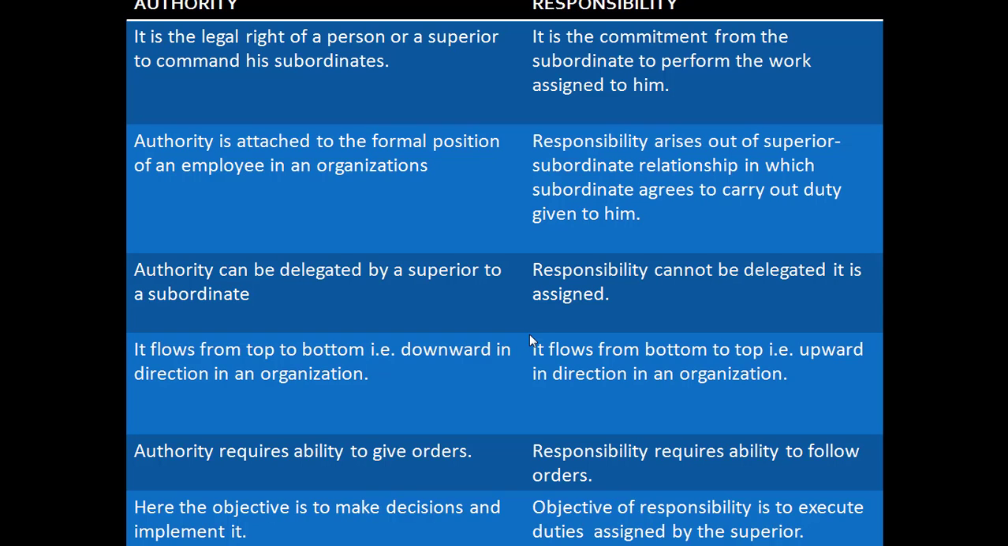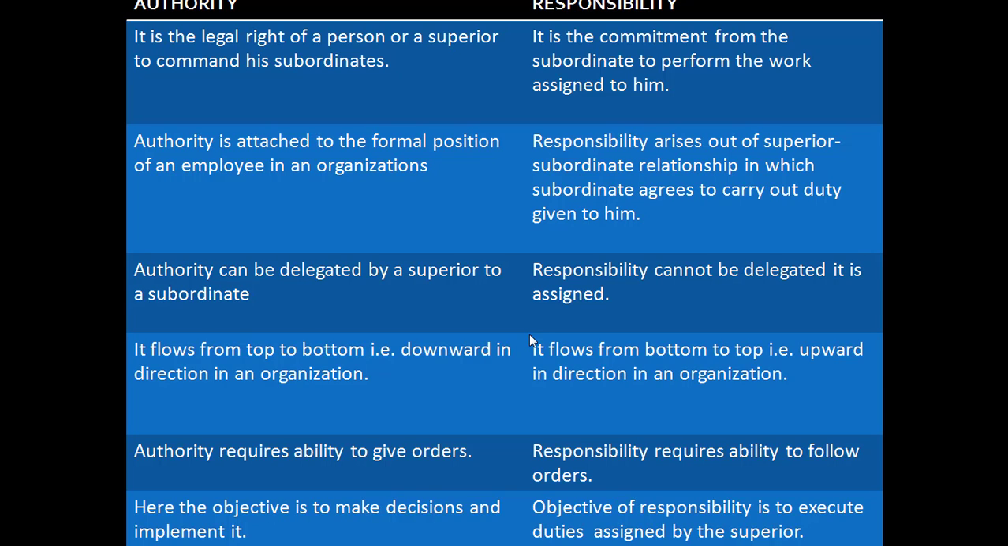Now let's see the difference between authority and responsibility. Authority is the legal right of a person or a superior to command his subordinates. Like we discussed earlier, authority comes with position. The higher a person is in the organizational hierarchy, the more his authority will be. Right? So it is the legal right which a person gets from the position which he holds in the organization. And responsibility is the commitment from the subordinate to perform the work assigned to him.